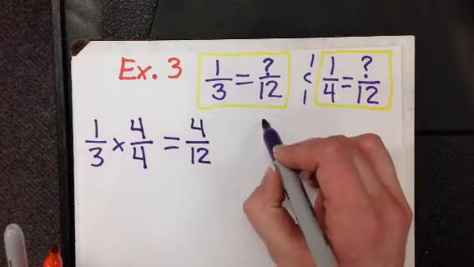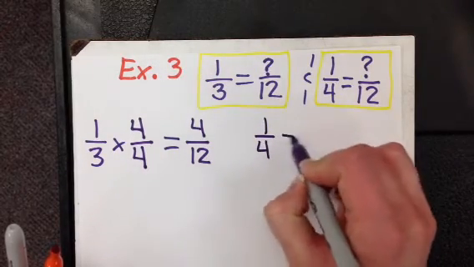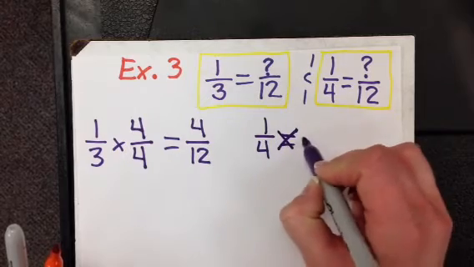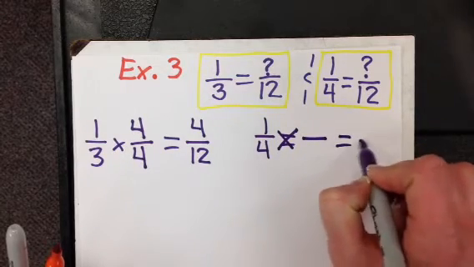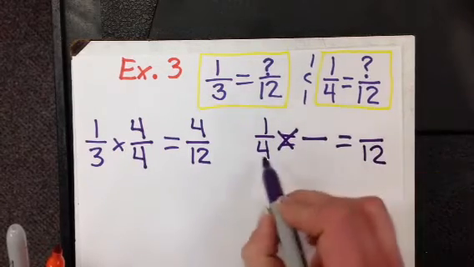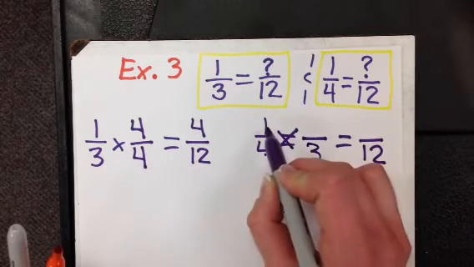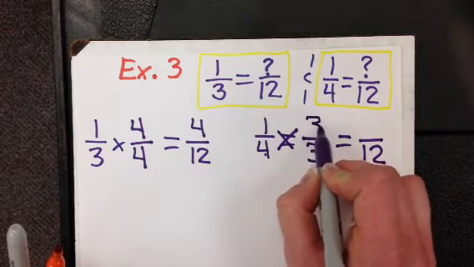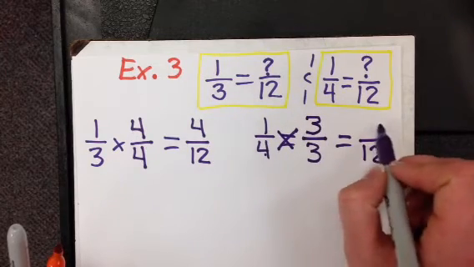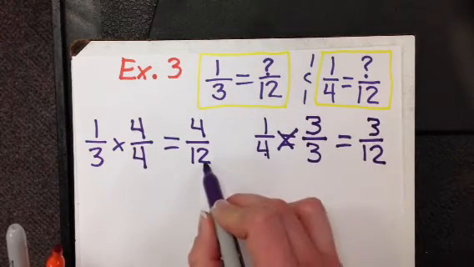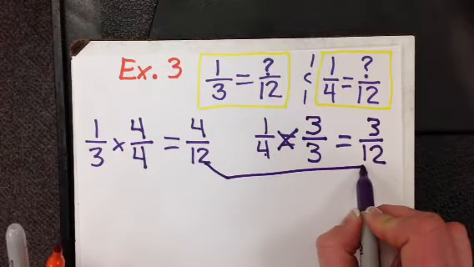And then I can do my second part, which is 1/4 times something over something is equal to something over 12. 4 times what is 12? Well, that's 3. And when I do the bottom, I do the top, so it equals 1. 1 times 3 is 3. So my 2 fractions are 4/12 and 3/12.